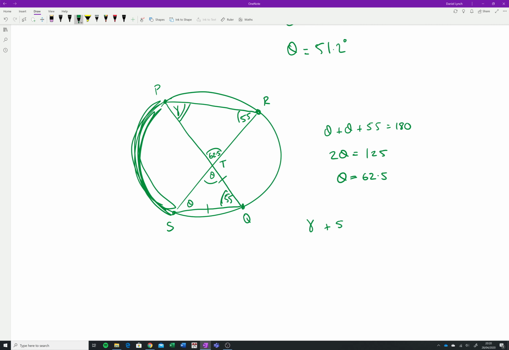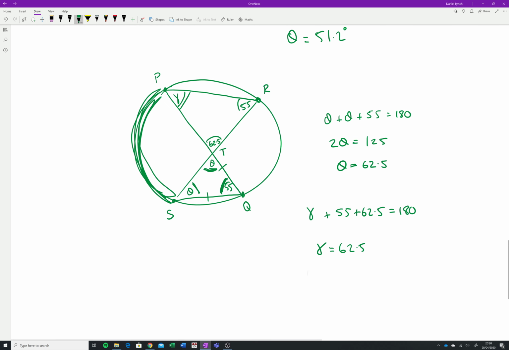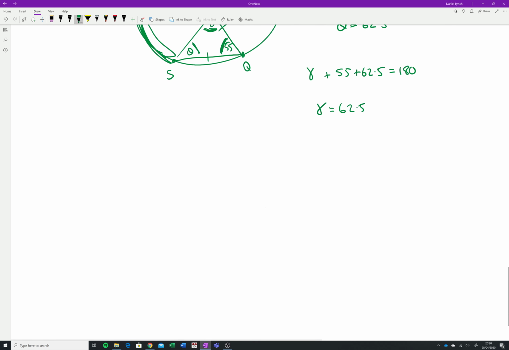Gamma plus 55 plus 62.5 is equal to 180. There, 3 angles in a triangle. So 180 minus the 55 minus 62.5, gamma is equal to also 62.5. Well, of course it is. If you've got 55 in here and 62.5 and the other one was 62.5, you were of course dealing with the same thing over there. Okay, so I've told you what the reason is in each case. You would of course need to write it down as well.